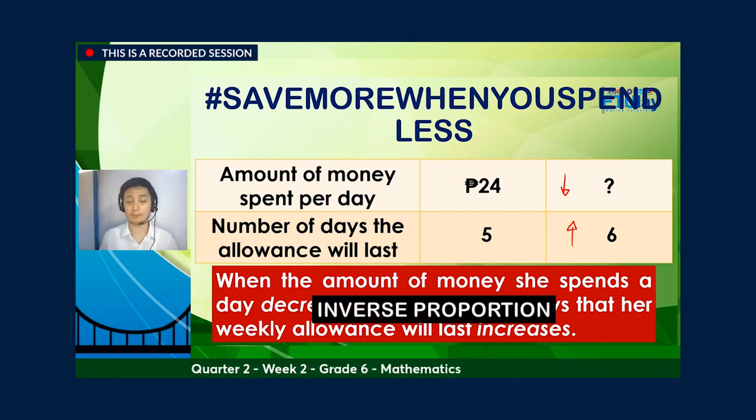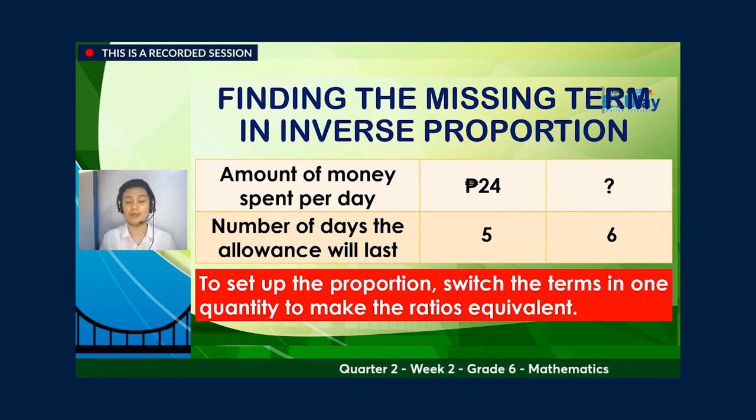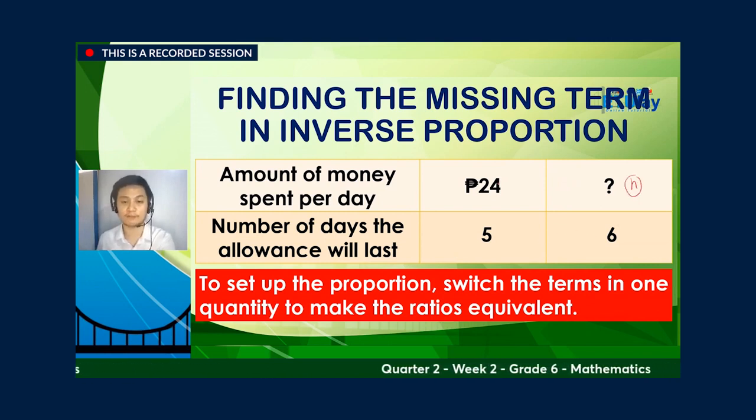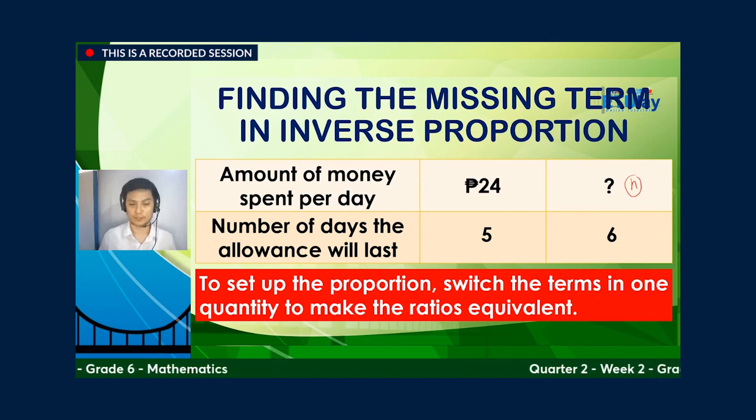Now, how do we set up a proportion para ma-solve natin yung unknown sa problem na ito? Pang tip, we have to switch the terms in one quantity to make the ratios equivalent. So meron tayong dalawang options. Either pagpalitin natin yung 24 at saka itong n na to, o kaya naman itong 5 at saka 6. Pero never yung 24 at saka 5 at saka yung n at 6. Hindi pwede yung hindi magkaparehas na quantities ang iyong ipagpapalit ng pwesto.